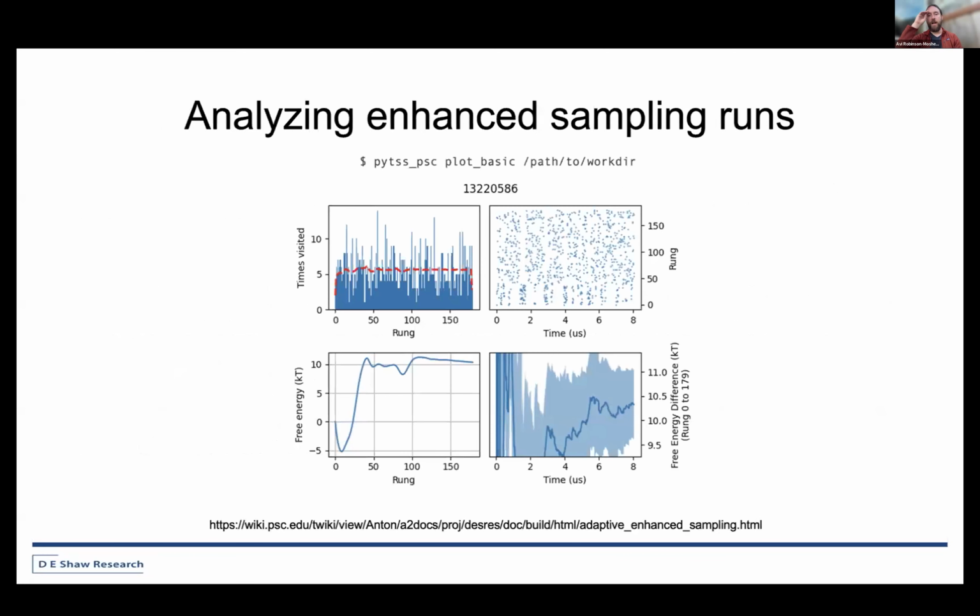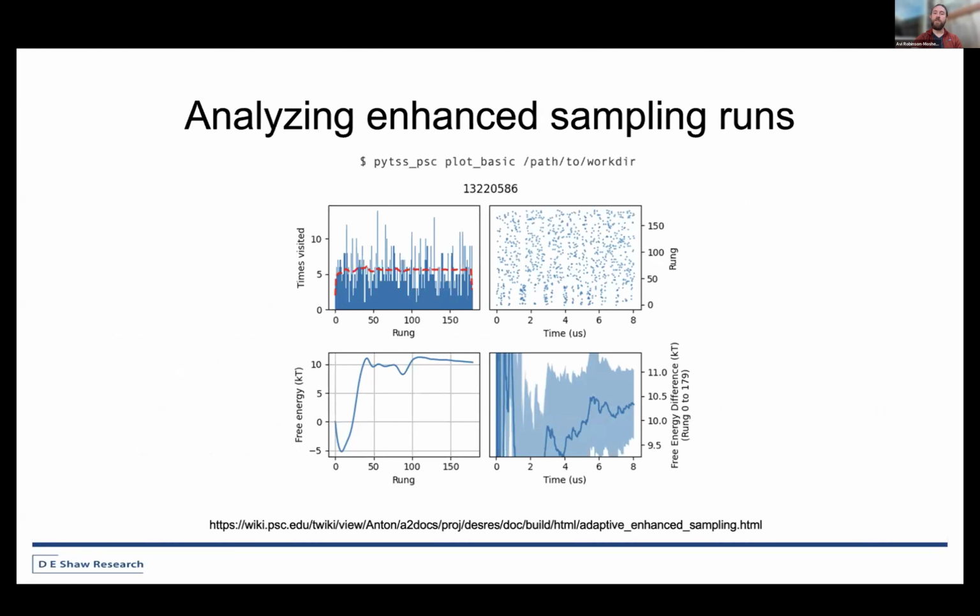I'm going to talk a little bit about some of the viewing software we have to analyze runs of these sorts. And there's a link at the bottom. This is the link for the Anton 2 version of this documentation at PSC. We don't have the path to the Anton 3 version yet. It'll, however, be very similar to the Anton 2 software. And I'm sure that PSC will update you once they have something.